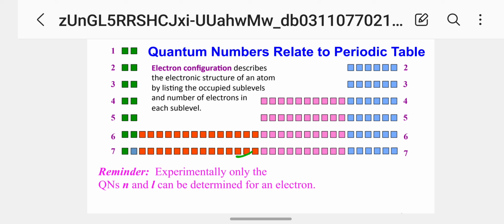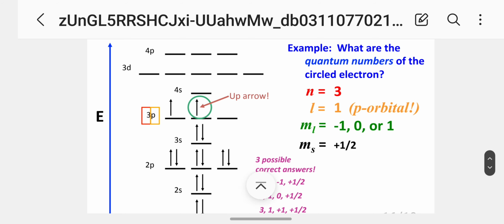Experimentally only the quantum numbers n and l can be determined for an electron, and the remaining two, the orbital magnetic quantum number and spin magnetic quantum number, can generally be theoretically written or theorized according to the atom, element or sample given for proper quantum number configuration. Afterwards, relating quantum numbers to the periodic table, we have another situation: what will be the quantum numbers of the circled electron of an up arrow?